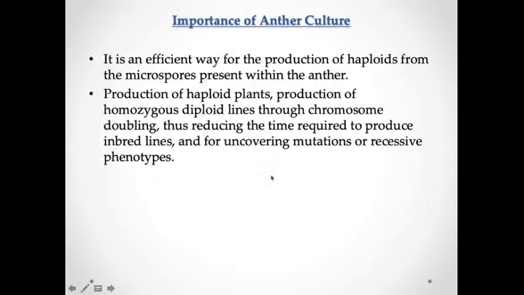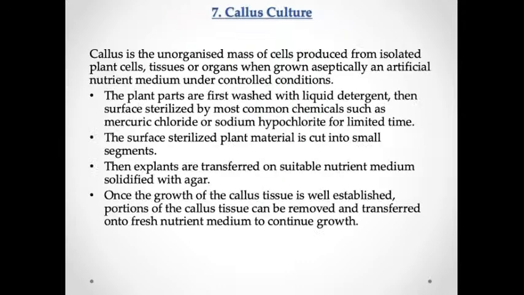So the importance is that there is an efficient way for production of haploid plants from the microspores within the anther, and production of homozygous diploid lines through chromosome doubling. Chromosome doubling is also possible, thus reducing the time required to produce inbred lines, and for uncovering mutations or recessive phenotypes. So further, let's go to the next part, callus culture.